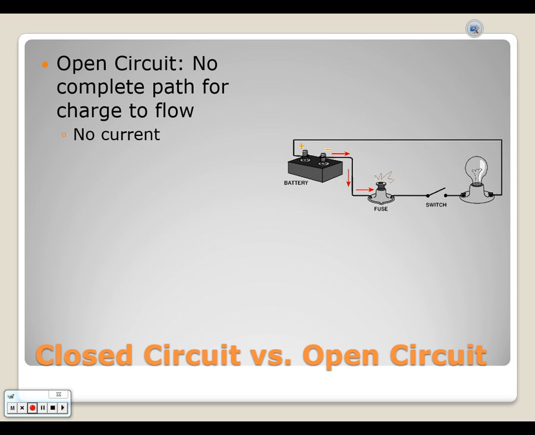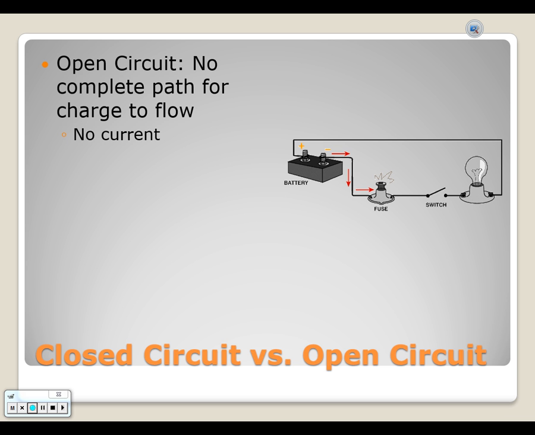An open circuit means that there is no complete path for the charge to follow. It doesn't have a way for it to get from the area of high potential energy to low potential energy. And as a result, the charges stop. There is no current in an open circuit. So if there's a break anywhere in the circuit, and they don't have a complete path to get back to the other side of the battery, the current will stop.